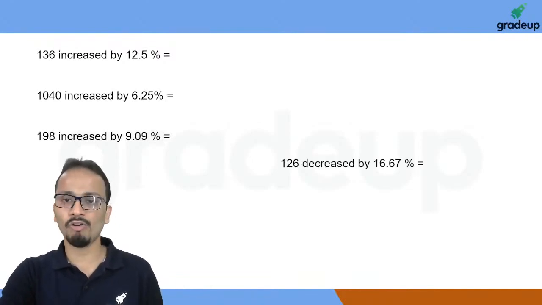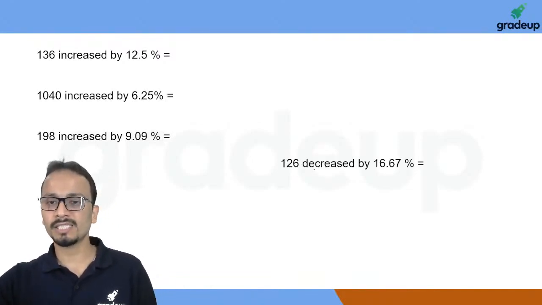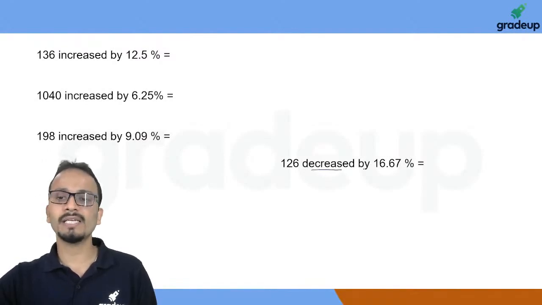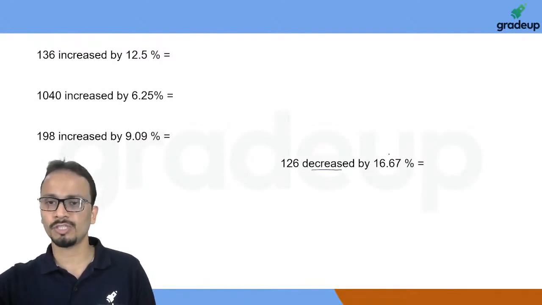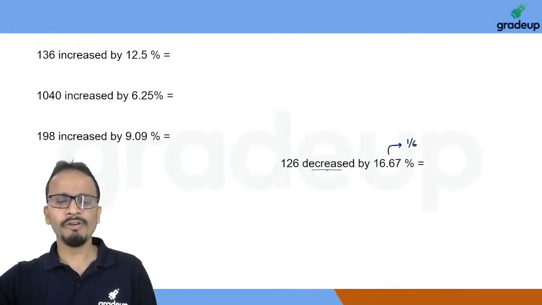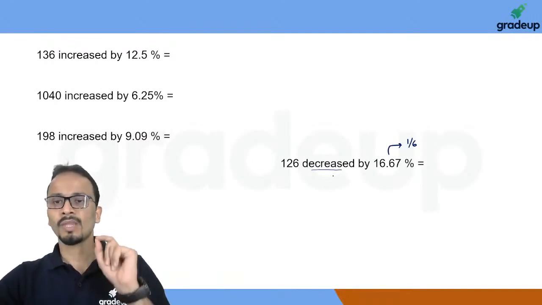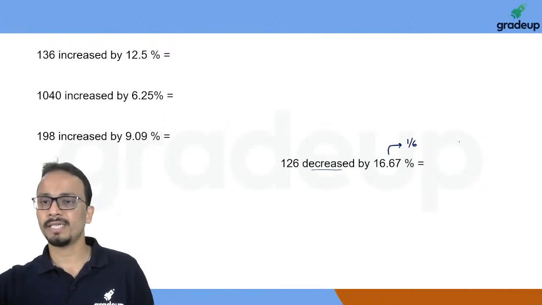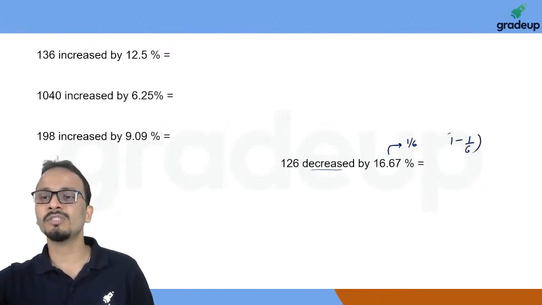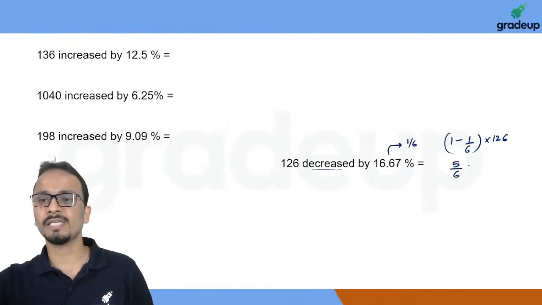Now let's have a look at the decrease thing. So 126 decreased by 6.67%. Now 6.67% is 1 by 6. In this case, since it is a decrease, the final value will be 1 minus 1 by 6 times the original value. Original value is 126. So 1 minus 1 by 6 is 5 by 6 times 126.